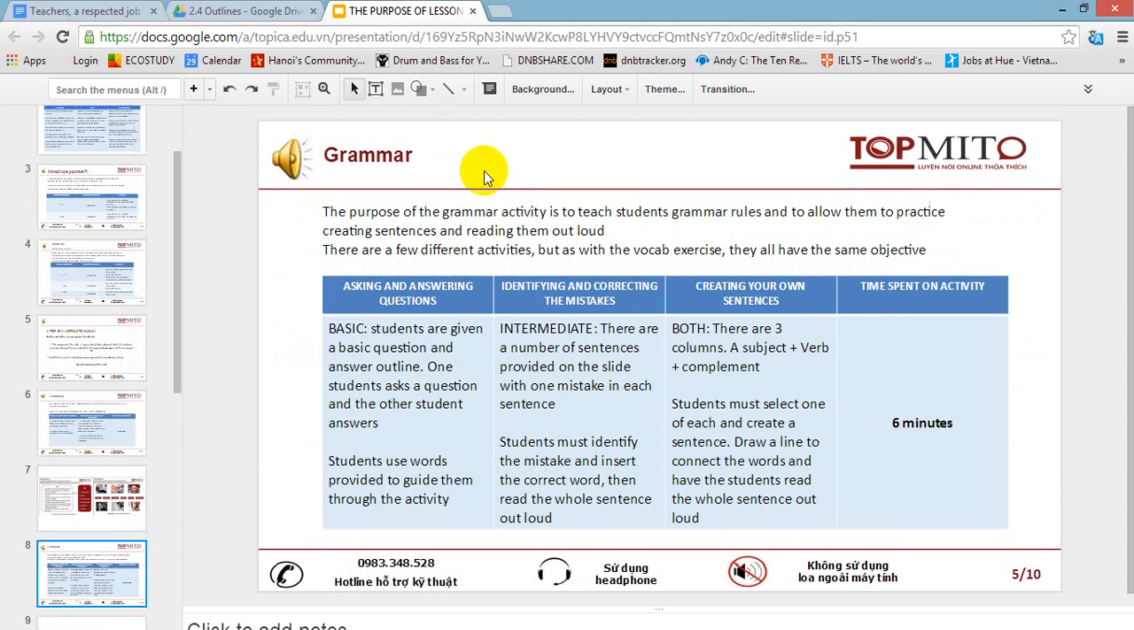So on this slide we're looking to spend about 6 minutes, and we have a couple of different options. We have either asking and answering each other questions, or we have in the intermediate slides, we have sentences with a mistake in, and the students have to identify and correct the mistakes. And we also have a slide where the students get to create their own sentences using the structure.